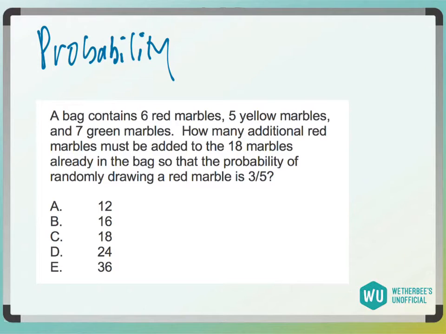All right, so a slightly more complex probability problem, right? We have 6 red marbles, 5 yellows, and 7 greens, and we want to know how many additional reds need to be added to the 18, which is the total. So the probability of randomly drawing a red marble is 3/5, right? So we want to know how many additional reds.